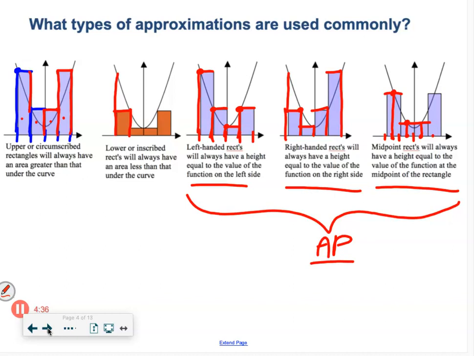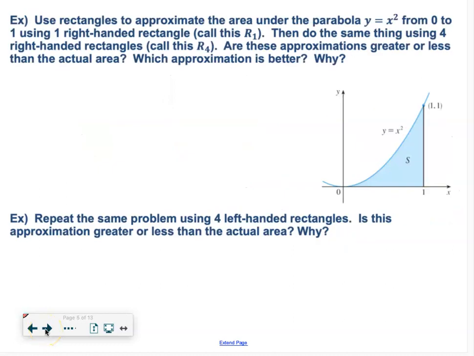Same thing here, same thing here. Okay, so those are the different types of rectangles that we can have, and now I'm going to show you how we use those to calculate area. So for our first example, we're going to find the area under the graph of y equals x squared from x equals 0 to x equals 1.